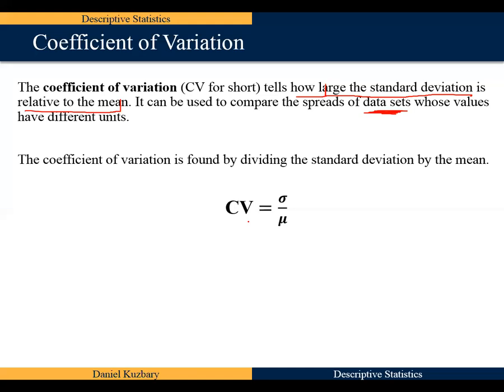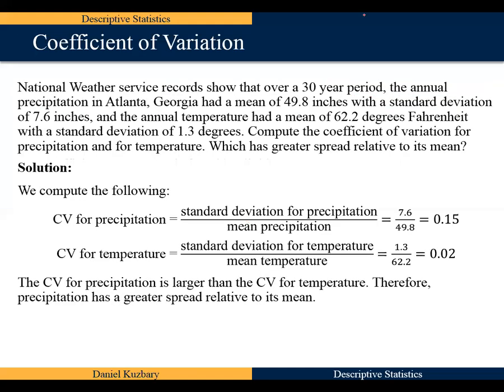So for instance, if one mean is huge and another mean is small, then your standard deviation might be really big or really small. This will kind of relativize it so that you can see. Let me show you an example. The National Weather Service records show that over a 30-year period, the annual precipitation in Atlanta, Georgia, had a mean of 49.8 inches with a standard deviation of 7.6 inches. And the annual temperature had a mean of 62.2 degrees Fahrenheit with a standard deviation of 1.13 degrees Fahrenheit.